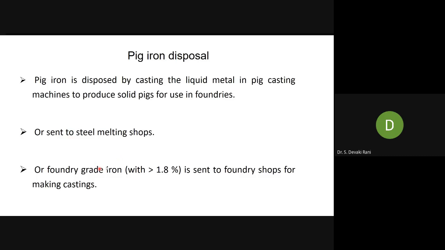Nowadays, what is happening? The iron making and steel making plants are synchronized in such a way that once pig iron is produced, it can be directly sent to the steel melting shop for production of steel.